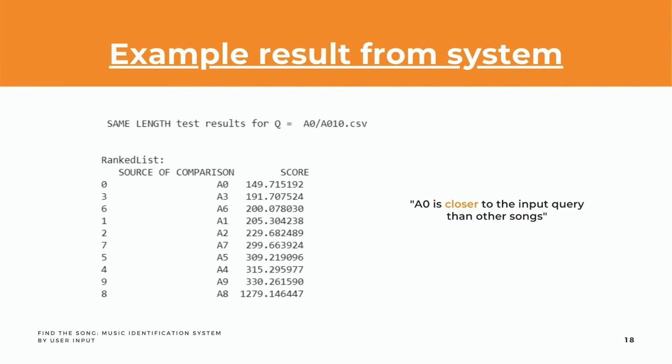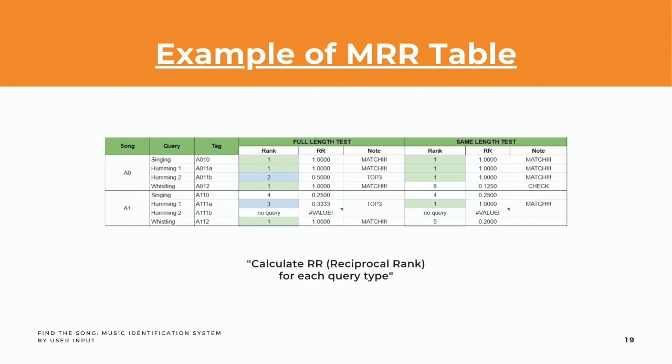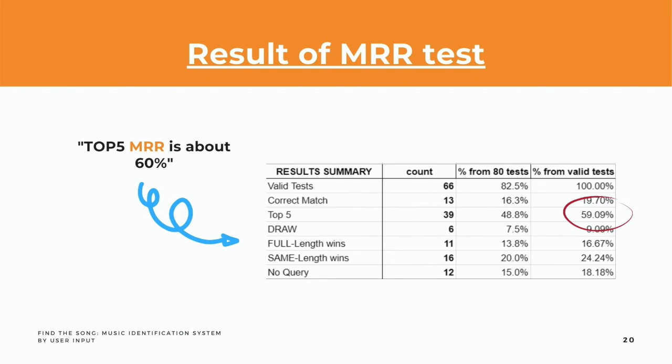Next, after building a full phase 2 system, we do a complete MRR test. This is to finally evaluate against the requirements from the scope. This is an example of the MRR table. The green cells represent the first rank, or the correct matches. We didn't put the full table here because everything would become so small and you wouldn't be able to see, but here's the summary of the results. The top 5 MRR is about 60%, which is still 10% lower than our requirement, so we need some improvements.